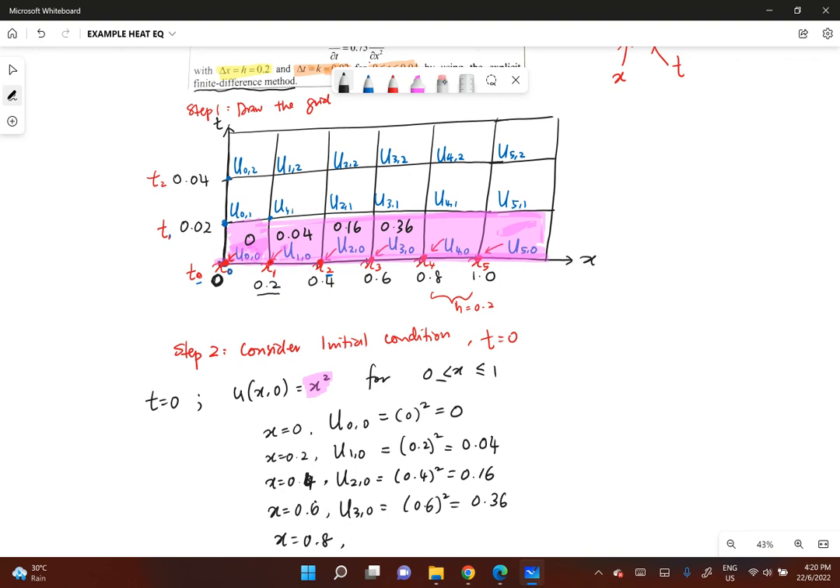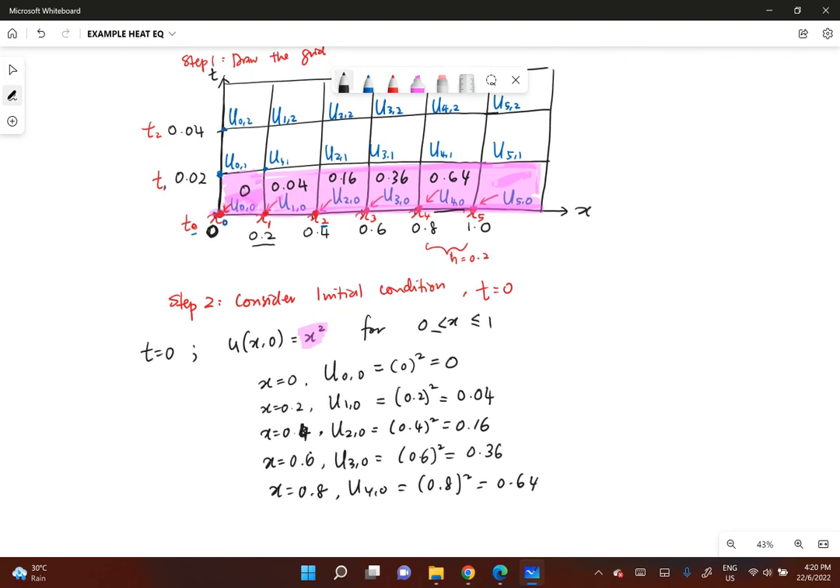And then continue x equal to 0.8. And then that means u40 is equal to 0.8 squared. That means 0.64. And when x equal to 1, that means u50 is equal to 1. So this is 1. So boleh. This is the initial condition. So we already get all the value at the initial point, initial condition, when t is 0.